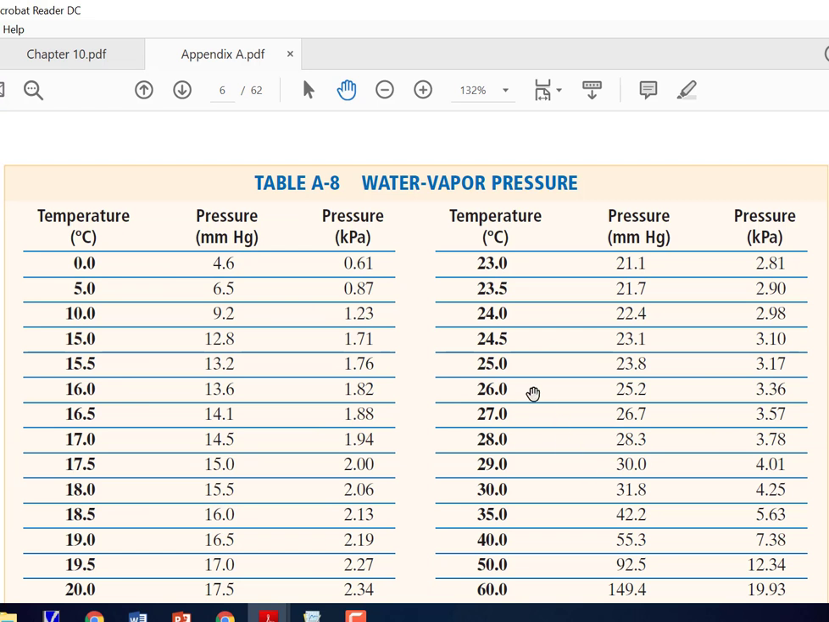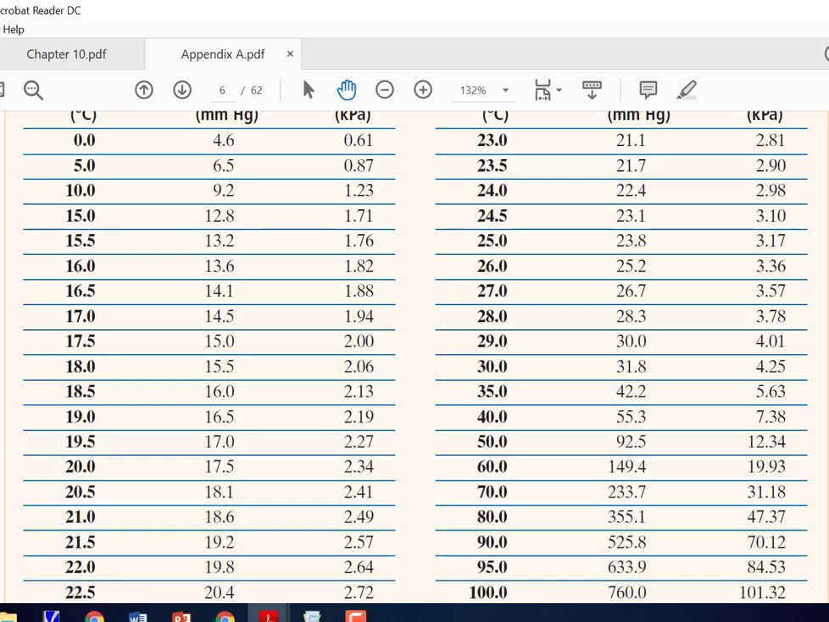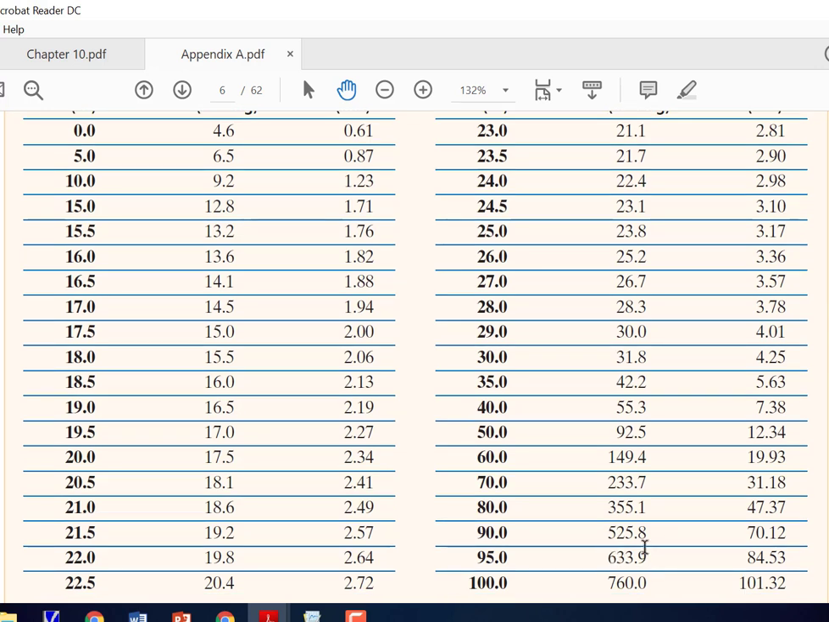Okay. By 30, it's up to 31. By 35, it's at 42. By 60, it's 149. So from 30 to 60, it more than doubled. And then 70, it's 233. 80, it's 355. 90, it's 525. And at 100, it's 760 millimeters of mercury, or 101.3 kilopascals.